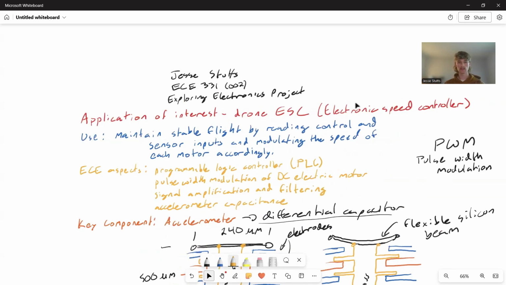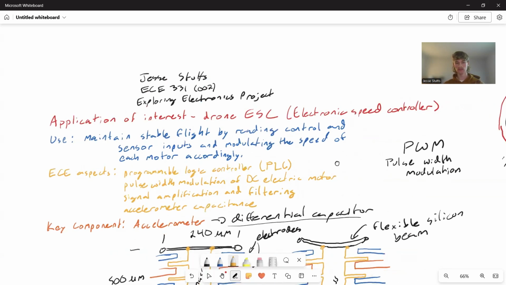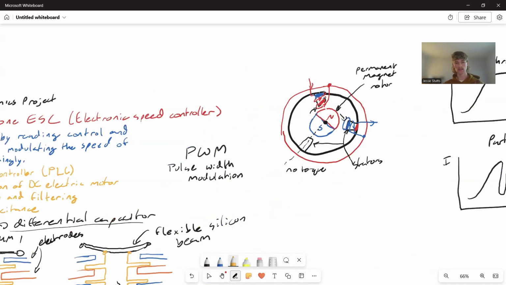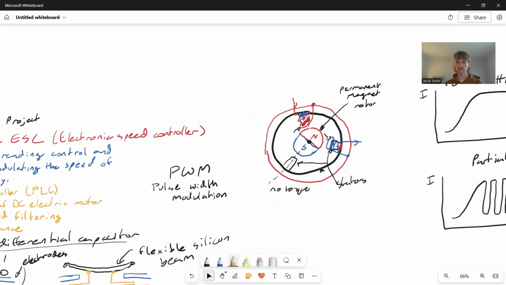My application of interest is a drone ESC, which is an electronic speed controller. It is used to maintain stable flight by reading control and sensor inputs and modulating the speed of each motor accordingly. The way it modulates the speed of each motor is pulse width modulation.